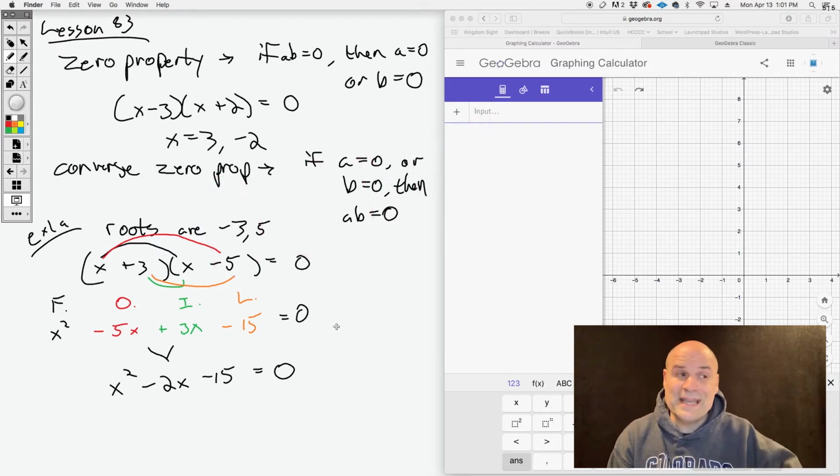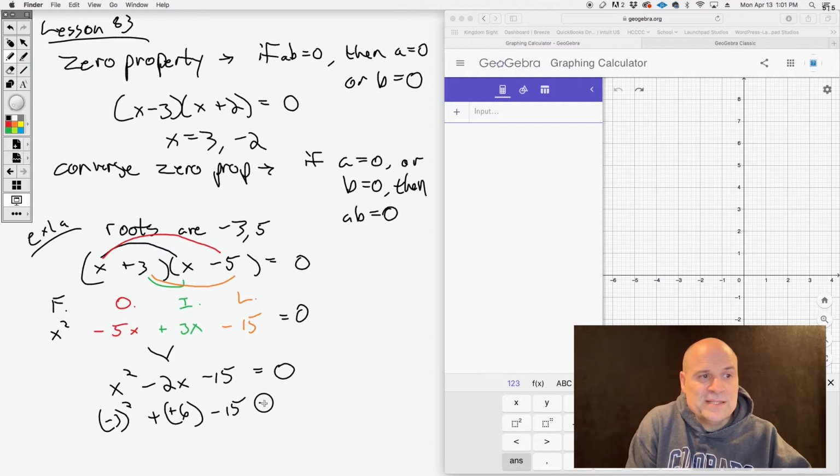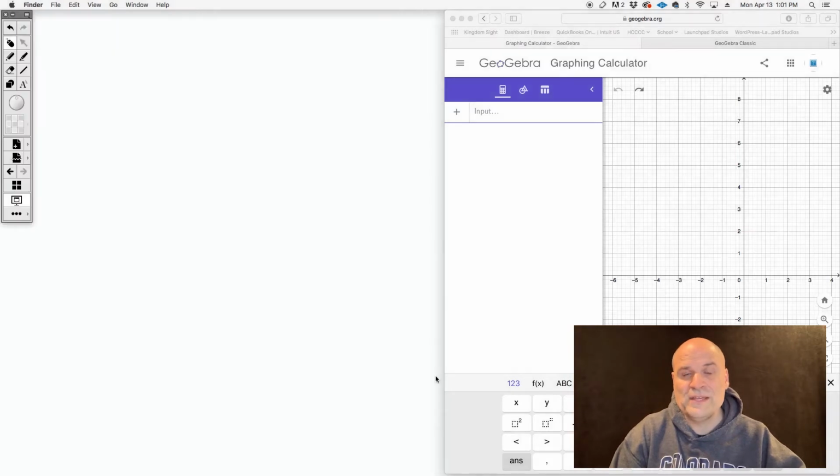Okay, we can check it if you want. Plug in -3 here. Let's see, -3 squared would be 9, minus -6, minus 15. 9 plus 6 is 15, minus 15 is 0, check. Plug in 5 there: 5 squared minus 2 times 5, minus 15, so that's 25 minus 10 minus 15 equals 0, check.